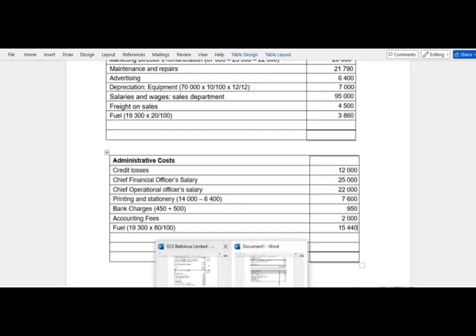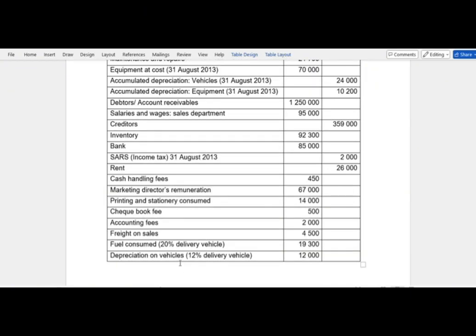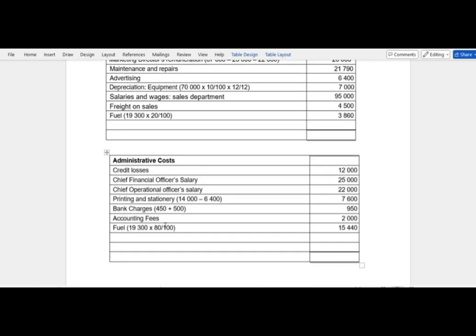Let's proceed. I hope you guys understand. And then depreciation on vehicles. They say depreciation on vehicles, 100% of the amount is 12,000, but now we have got 12% for delivery vehicle. That means 12% of the depreciation goes to distribution, and then 88% goes to admin. So let's do so. All right. So we go to the distribution. We're gonna say depreciation.